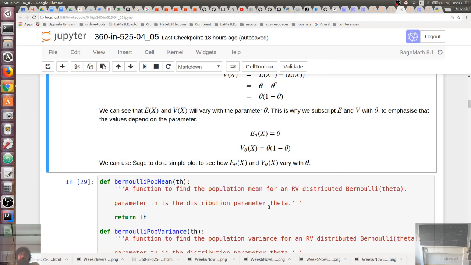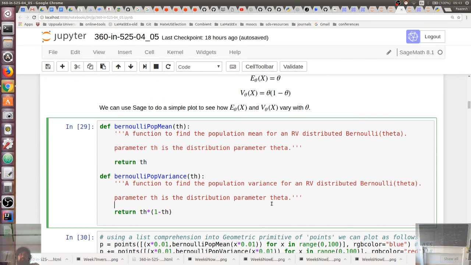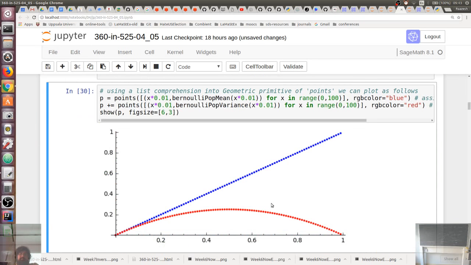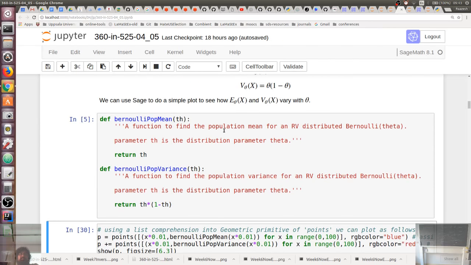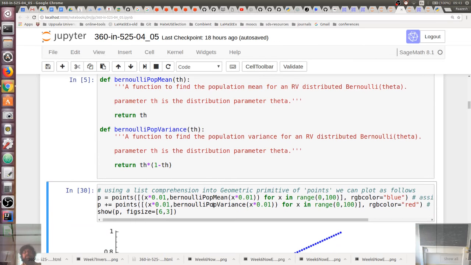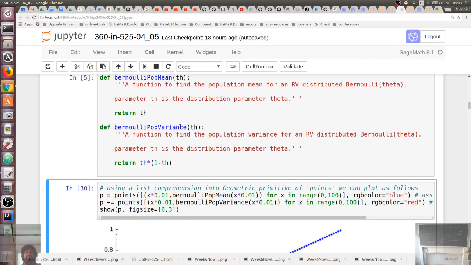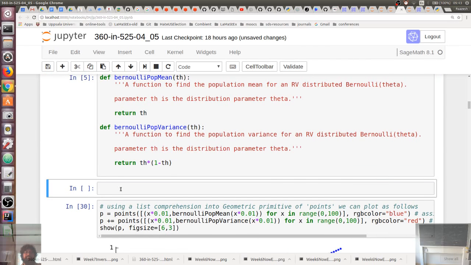So here is just a little function in SageMath. All I'm doing here is defining a function: the expectation returns theta, and the variance returns theta times 1 minus theta. And I'm going to assume the user is going to only put values inside the unit interval, just for illustration. So here comes your first heavy-duty use of list comprehension. And this is as good a time as any, let me introduce you to points.